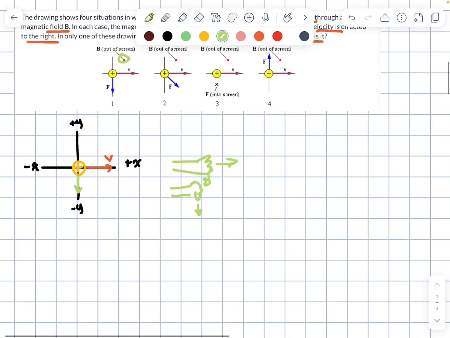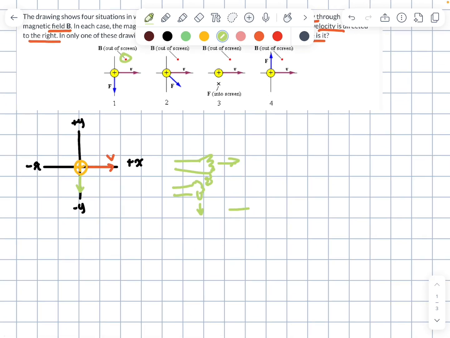Okay, that hand wasn't that great. So we have our hand pointing this way, and we're going to curl our fingers. Hold on, I'm trying to model it in person as well. Okay, so they're going to be like this, right? And our thumb is going to be down. Okay, perfect. That's a better drawing. So our thumb points down, so then we know that the force is going to be directed downwards.